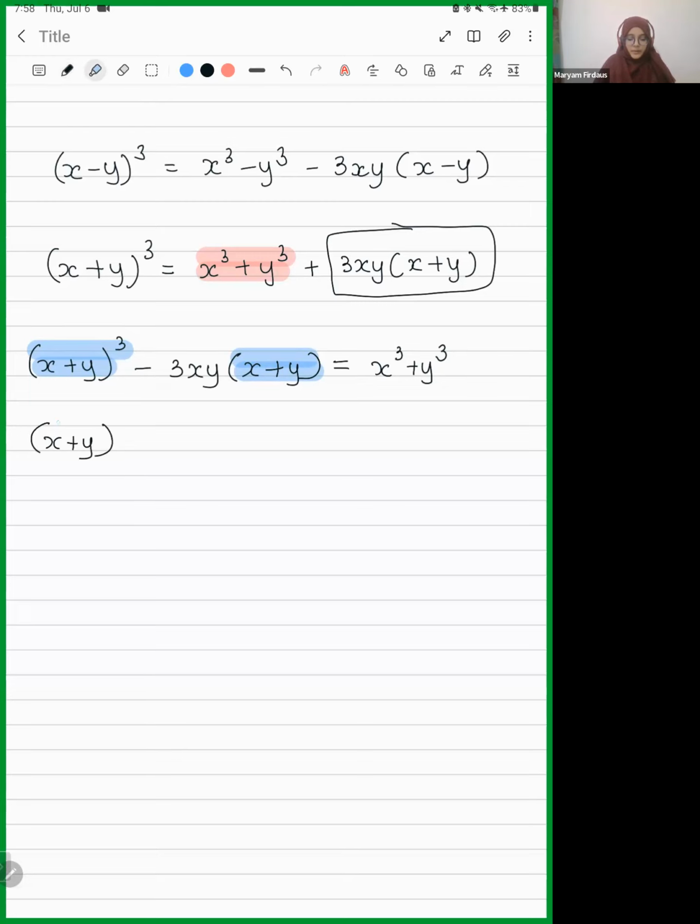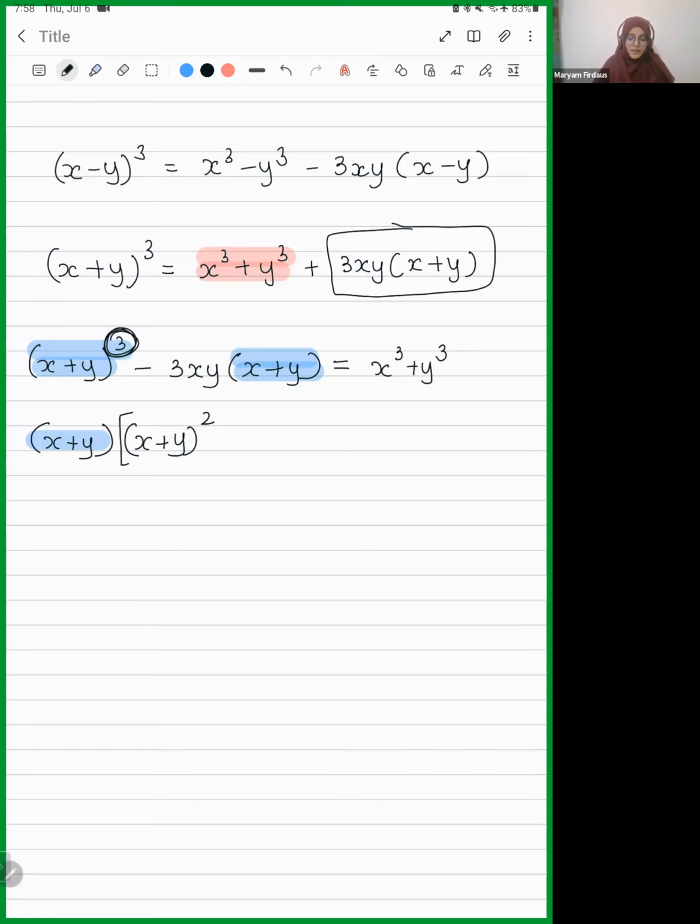And then when you take x plus y as common from this term as well as this term, what are we left with? Over here, what are we left with? X plus y into x plus y. X plus y whole squared, right? Because this was a cube. You took away one x plus y. So what are we left with? We are left with two x plus y's, which basically means x plus y whole squared.